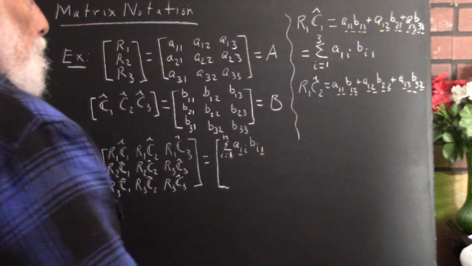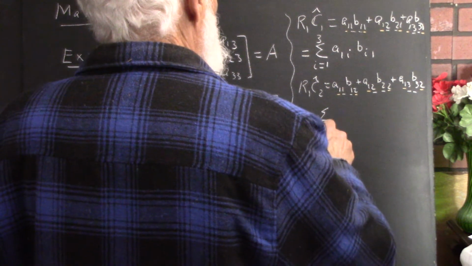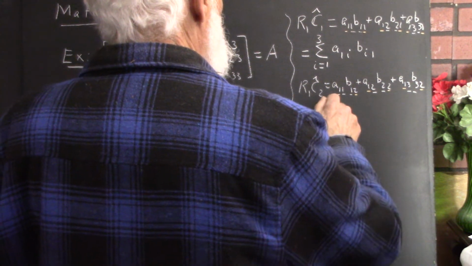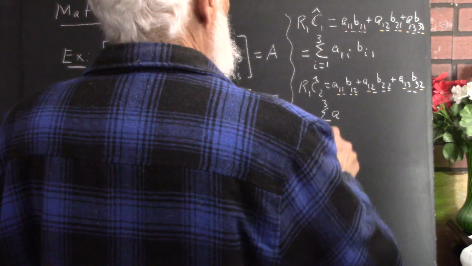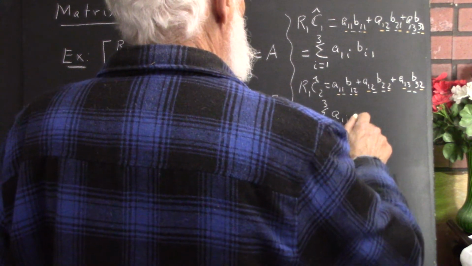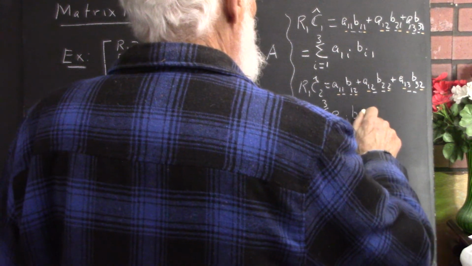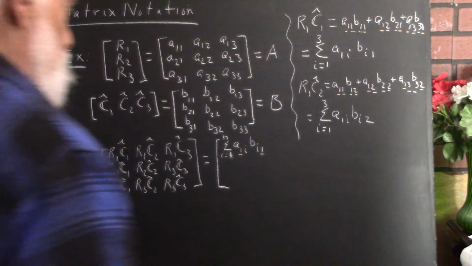And we could write this as the sum from I equals 1 to 3 of A1I BI2.